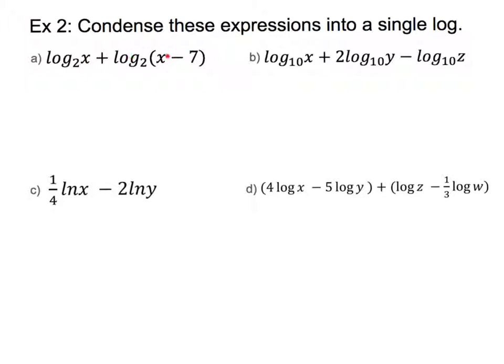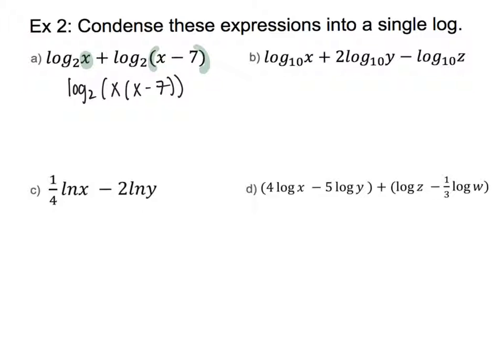Well, if we take a closer look, what I notice is that there is a plus sign in between them. So if I want to join them together, I can use that first property, which says that addition pairs with multiplication. So I can take this x here and multiply it with this x minus 7. So let's write out what that would look like. That would be like log base 2 x times x minus 7 in the log.